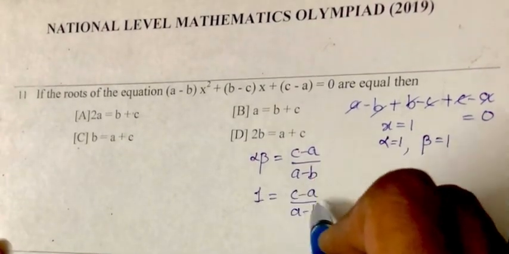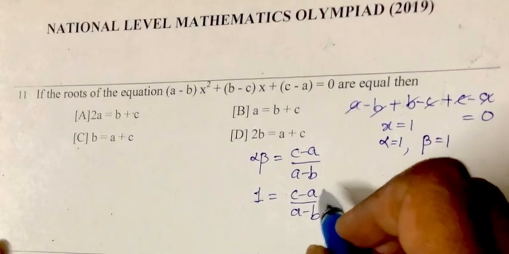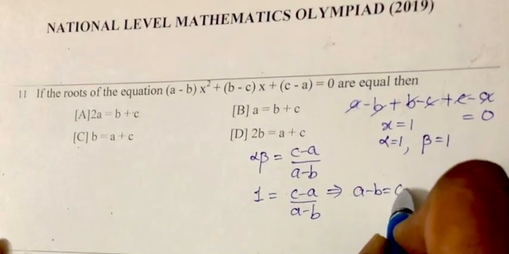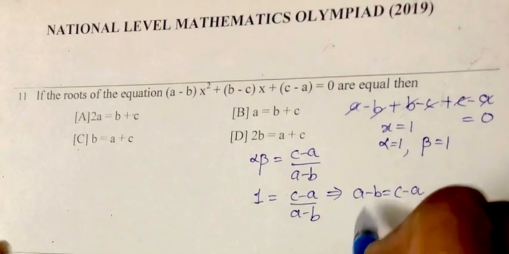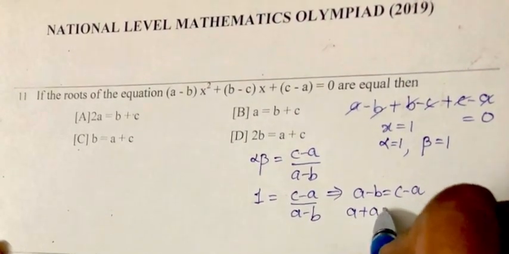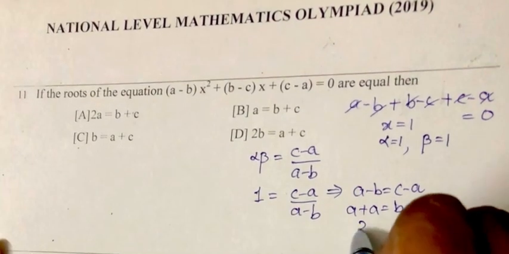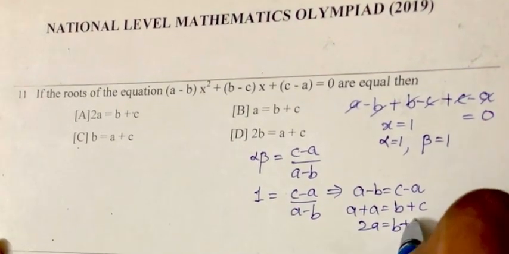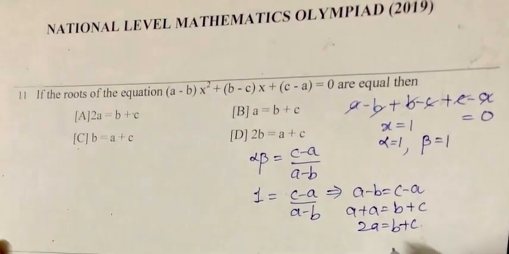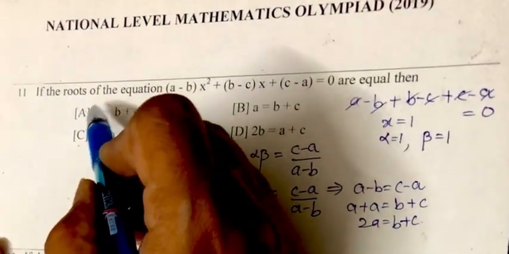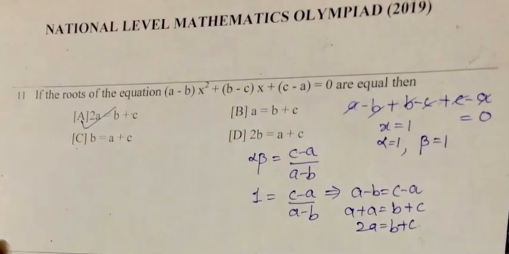So we can simplify this. It becomes a minus b equal to c minus a, or take a to this side, a plus a equal to, and b to the right hand side, b plus c. So 2a equal to b plus c. So this is option A. So our answer is option A. So this solves this question.